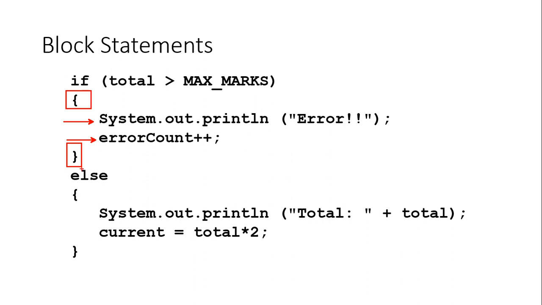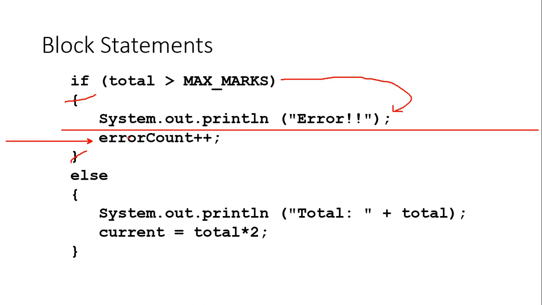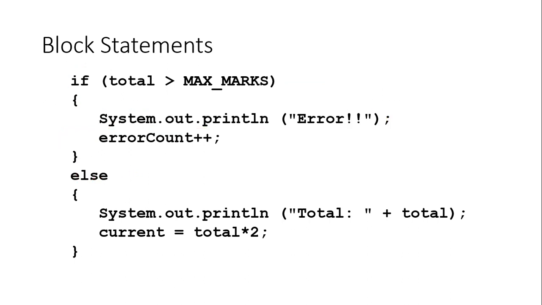Now, what if you don't put the flower bracket here? Then the if statement will consider only this statement, and the next statement it thinks is outside the if. It is just a normal statement. Only the first statement is considered part of the if statement. Then it will encounter the else part. Remember, you can write if and ignore else, but you can't simply write else. That's not allowed. If you are writing else, it must be associated with some if statement.